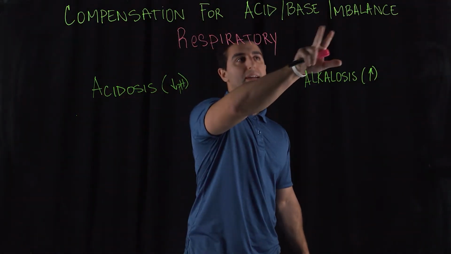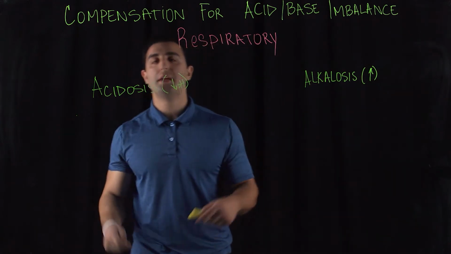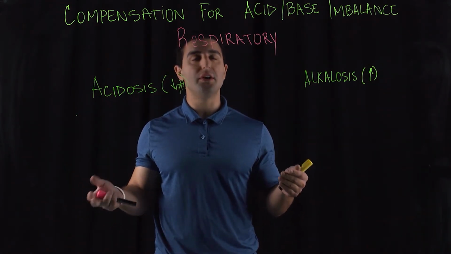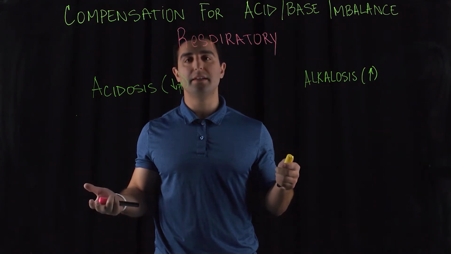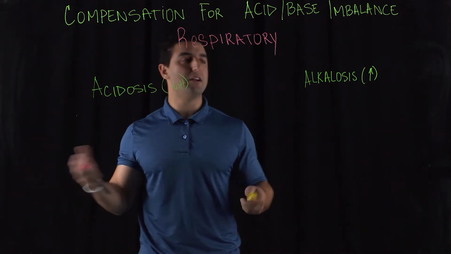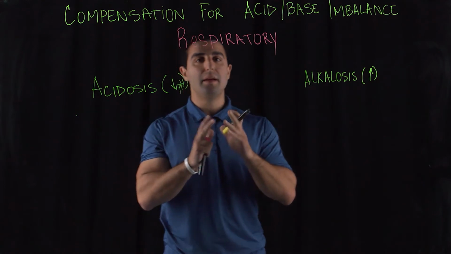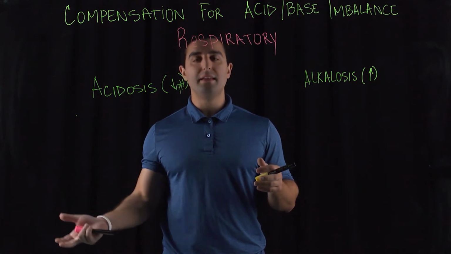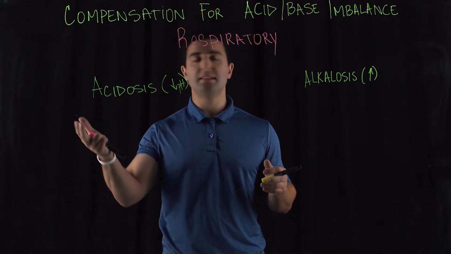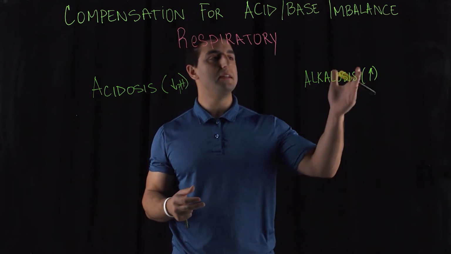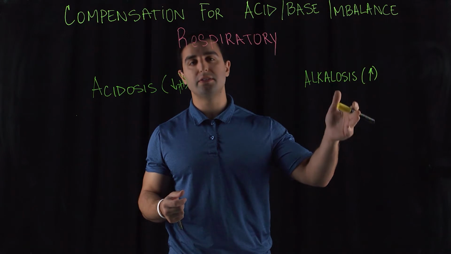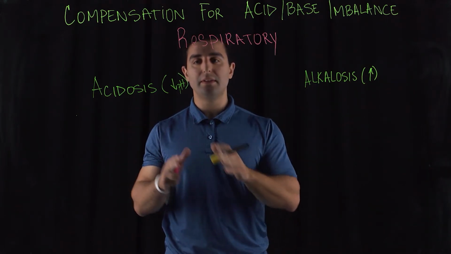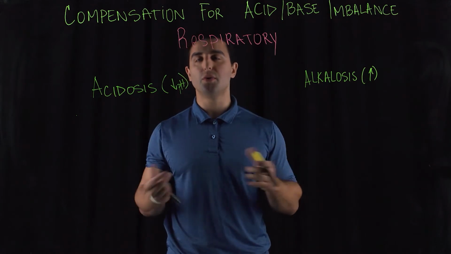Compensation for acid-base imbalances, right? So we learned back in chemistry that pH is the measure of the acidity or the alkalinity, whether something is very acidic or very basic, and everything is based off of this pH scale, right? If you remember, anything less than 7 is acidic, anything greater than 7 is basic or alkaline, and at the number 7, it is known as neutral, right?